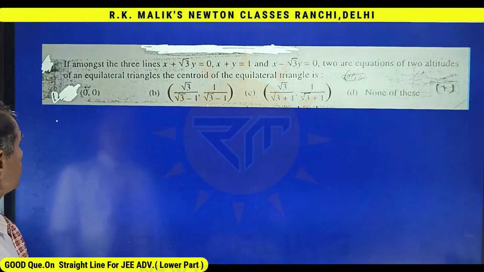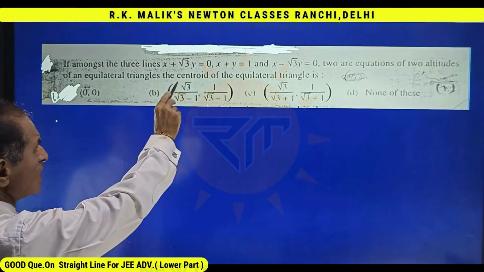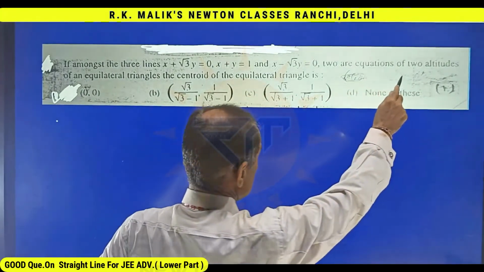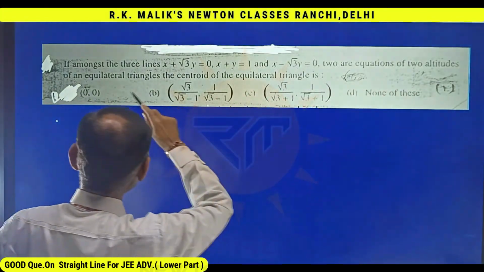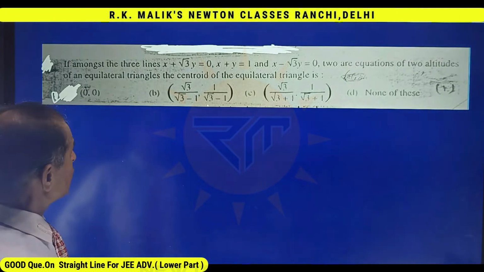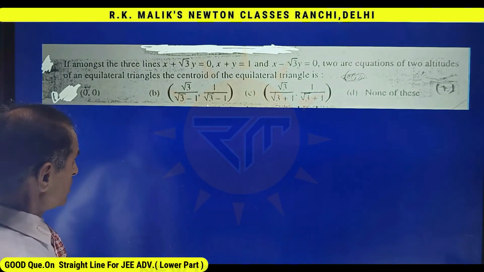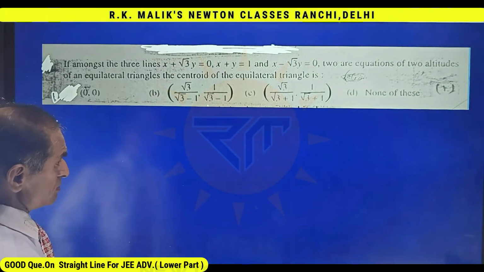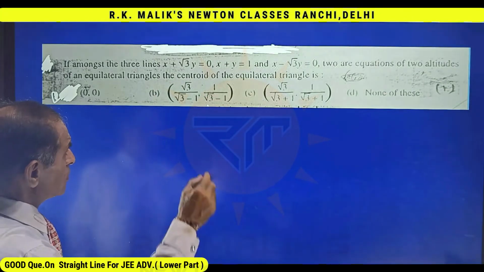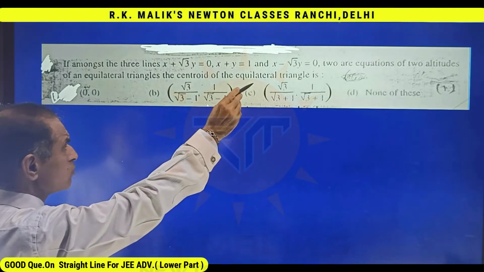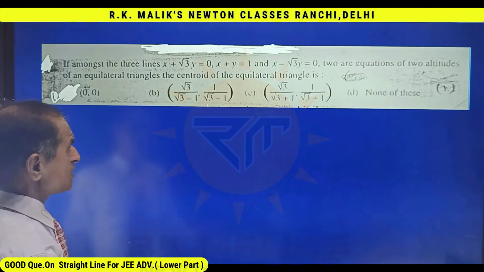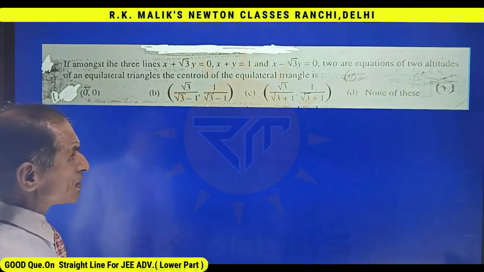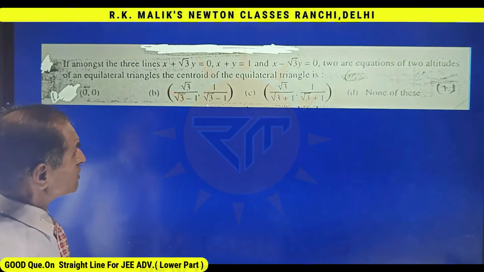In this question it is given that among the three lines, this and this, two are equations of two altitudes of an equilateral triangle. Then the centroid of the equilateral triangle is. The meaning of the question is, these three lines are given to you, and out of these three, two lines are altitudes of some equilateral triangle, and you have to find the centroid.